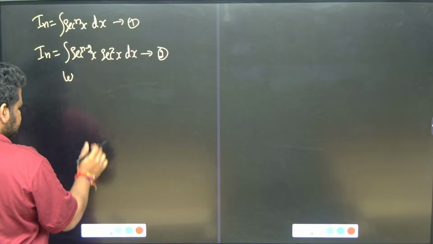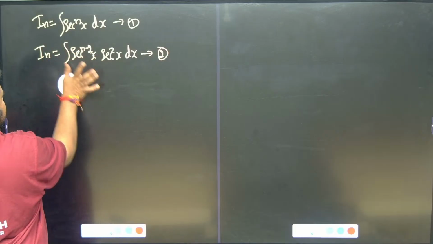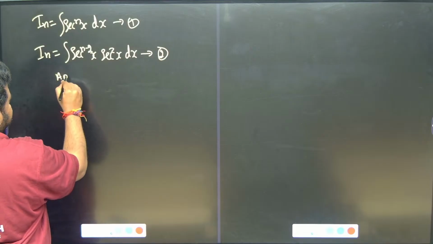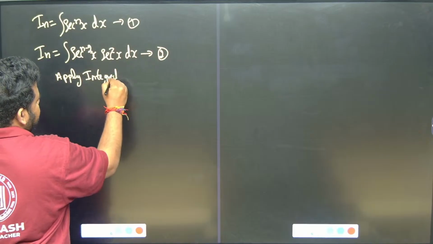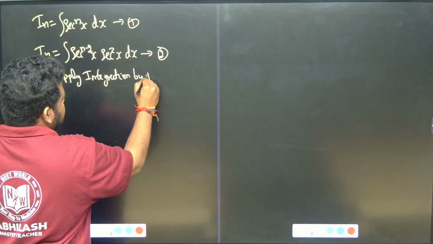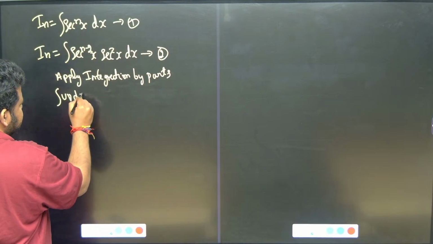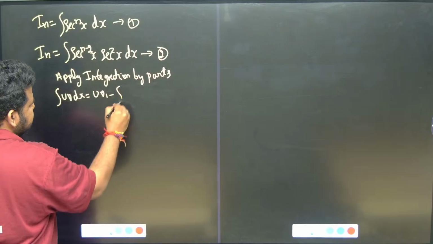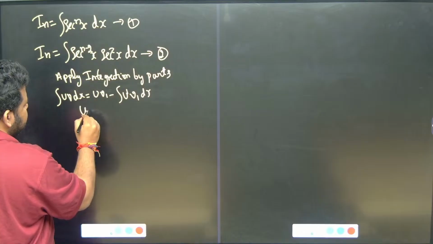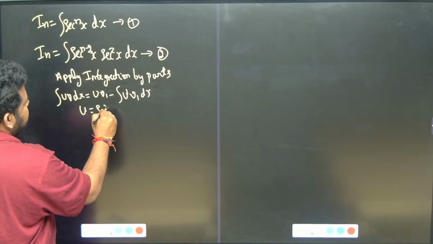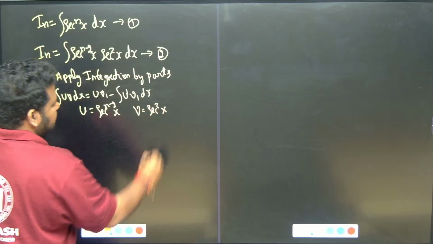Now apply integration by parts. You have to write apply integration by parts. So integral of u v dx is nothing but equal to u v1 minus integral of u dash v1 dx, where u is equal to secant n minus 2x, and v is equal to secant square x.